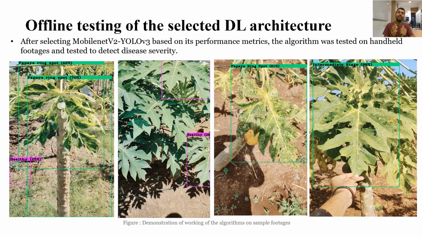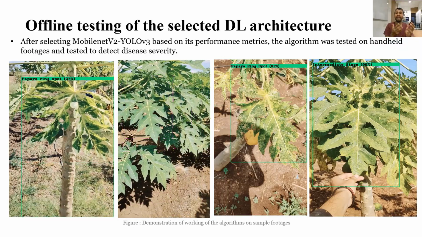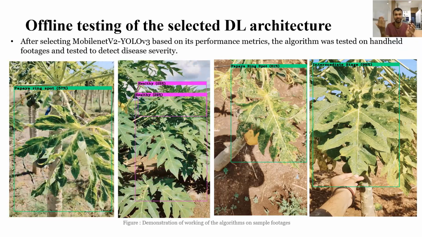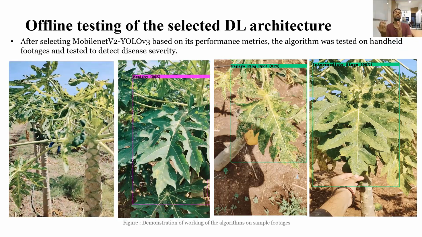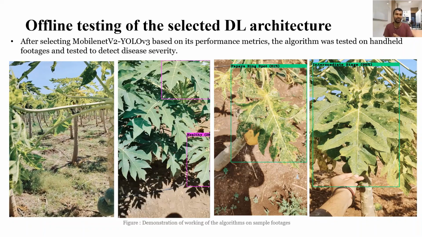We checked it on the validation setup, and as you can see here, the algorithm is capable of detecting the healthy leaves, which is in the second video, and distinguishing them from the Papaya Ring Spot Virus, which is present in the left side video.